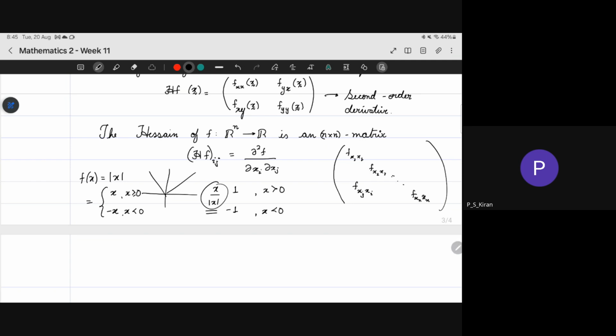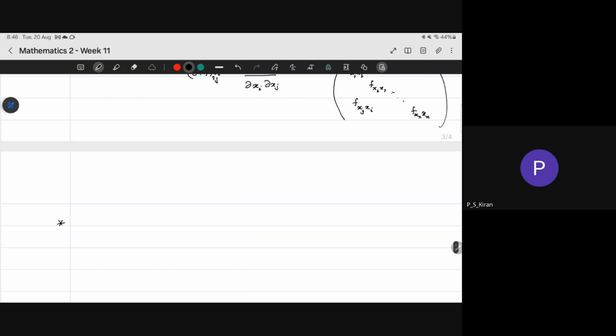At a point other than the origin, it is differentiable, right? Yes. There the derivative is just 1 or minus 1, depending on whether x is positive or negative. I can reformulate it as x by mod x. Because for x positive, mod x is just x, so it becomes x by x, which is 1. For x negative, mod x is minus x, so x by mod x becomes x by minus x, which is minus 1. So that's the derivative of mod x, but at 0 it does not exist.